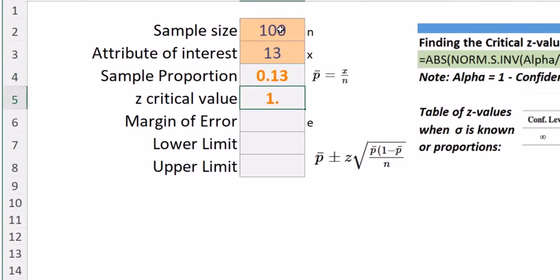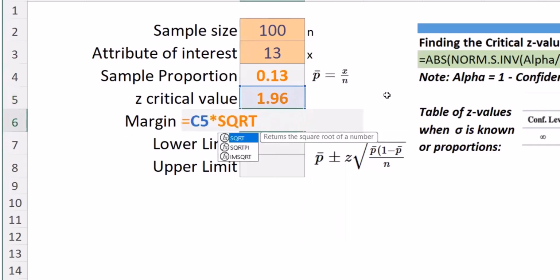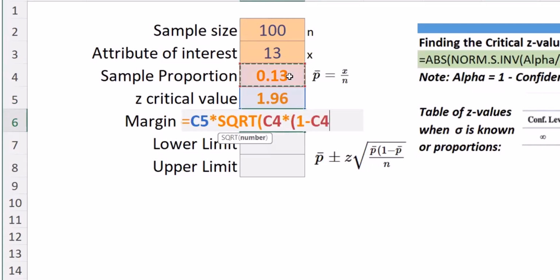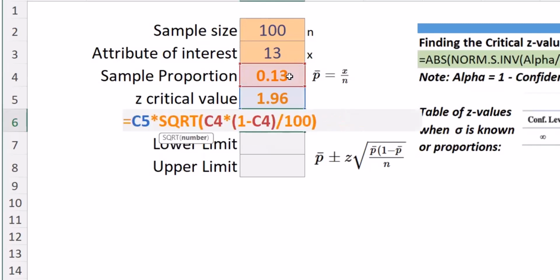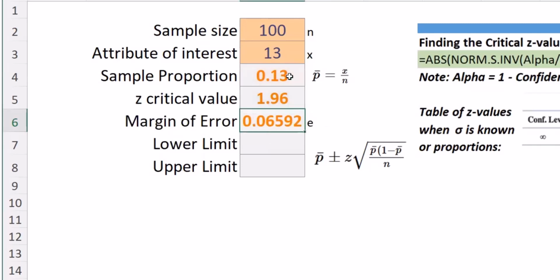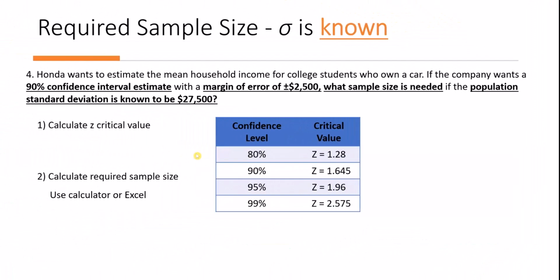We'll go ahead and plug in 1.96 here for our Z critical value. And now we're going to calculate our margin of error, and we're going to do the calculation right here to the right of the plus or minus sign. So we're going to say equals the Z critical value times the square root of our sample proportion times 1 minus the sample proportion divided by 100, close parentheses, and we get 0.06592.